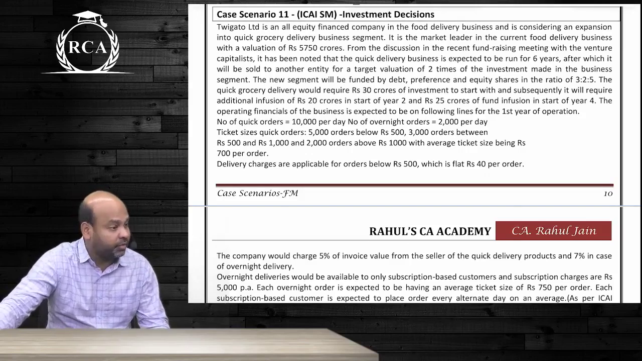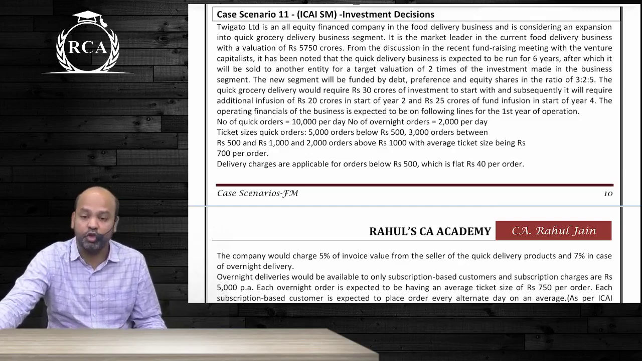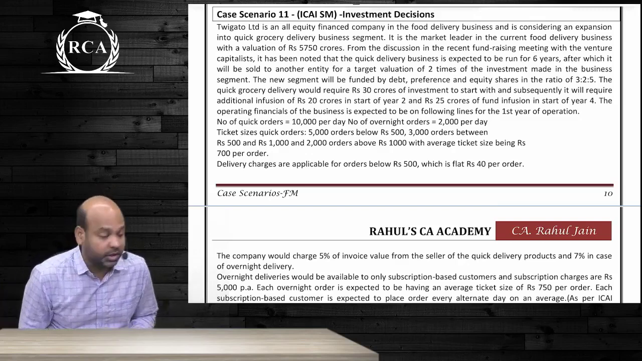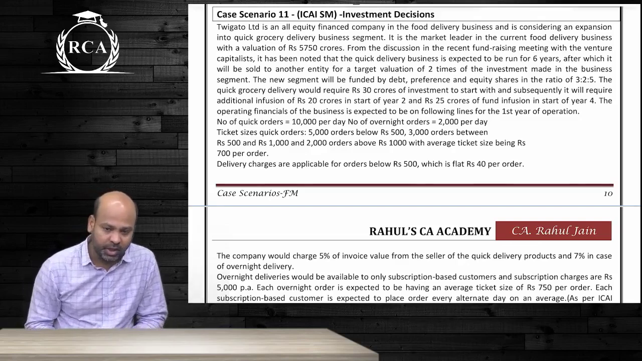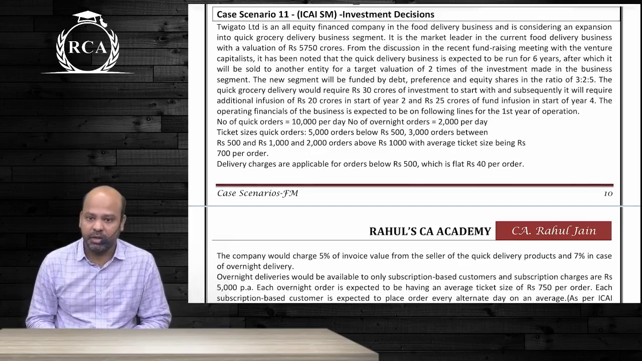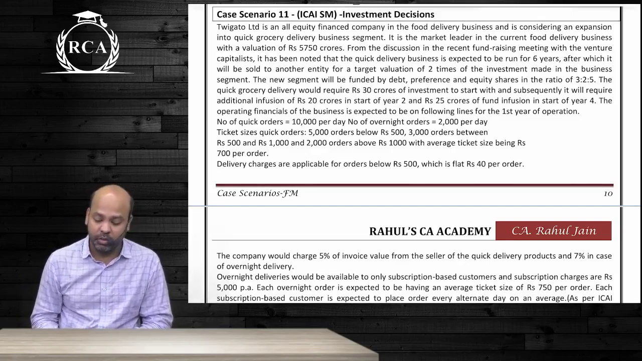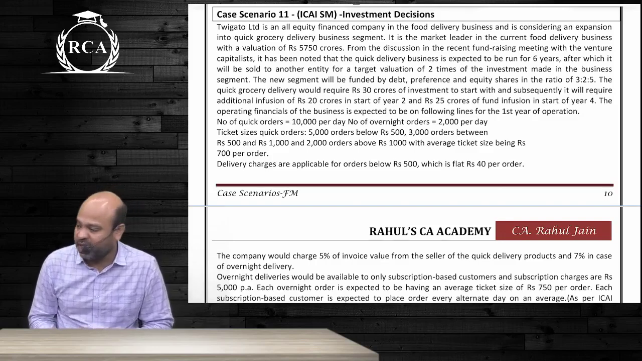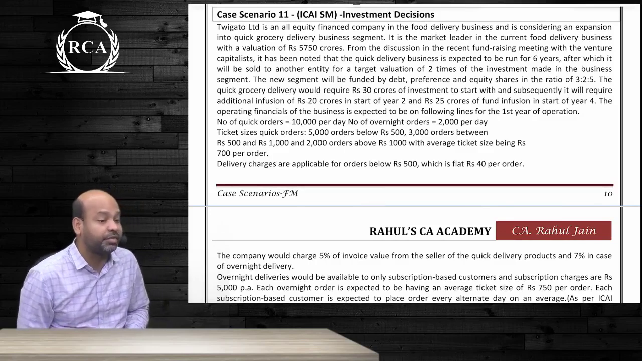The quick delivery business would require 30 crores of investment to start with. Subsequently, it will require additional infusion of 20 crores at the start of year 2 and 25 crores at the start of year 4. So total investment is 30 plus 20 plus 25, which is 75. You will sell your business at double the amount, that is 75 crores multiplied by 2, 150 crores, at the end of 6th year. Are you getting it?